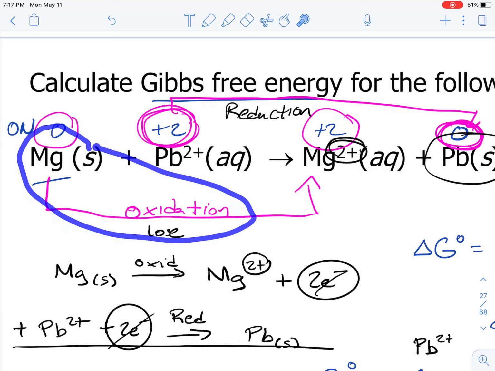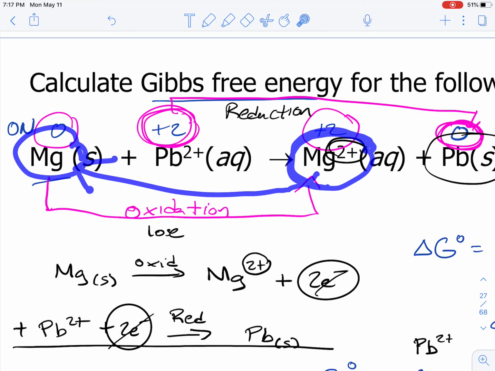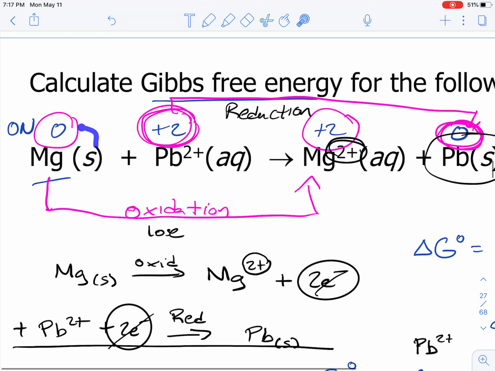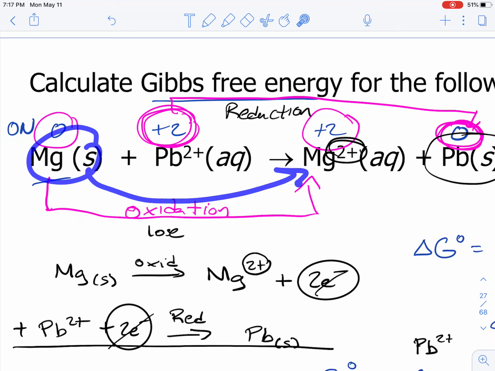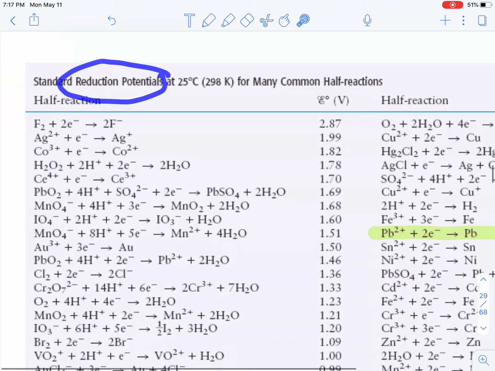magnesium is undergoing oxidation. And so when you guys are trying to look for magnesium in your standard reduction potential reference chart, you want to look backwards. And so it's Mg2 plus that's becoming Mg. So if you look at it backwards, you'll be able to find it in your standard reduction potential. If you guys look in the forward direction, you won't find it in your standard reduction potential. Why? Because everything here is describing reduction, not oxidation.